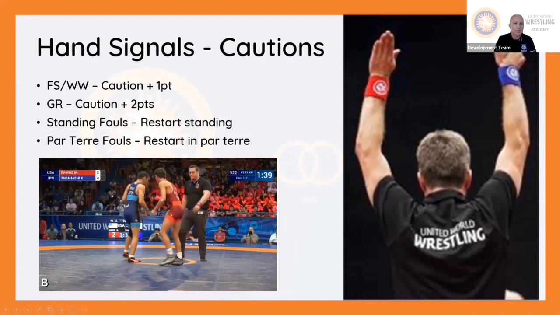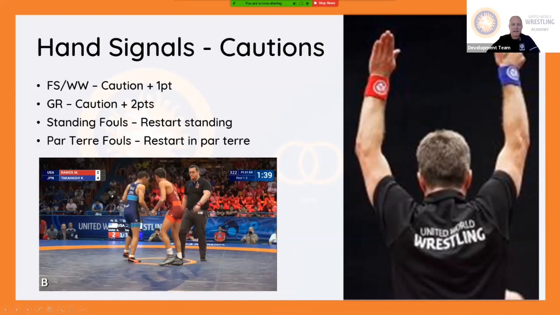Just a quick reminder too, for freestyle women's wrestling, a large majority of the cautions are caution and 1 point. And for Greco-Roman, a large majority of the cautions are always a caution and 2 points. Now, certainly there's circumstances, one situation in each where it could be the opposite, but the large majority of what we see with our cautions are going to be 1 point for freestyle and 2 points for Greco-Roman. And just a reminder too, that whenever you have standing fouls, if a foul occurs in the standing position, we restart in the standing position. And if the foul occurs in parterre, we restart in parterre. So just a good reminder that wherever the foul occurs, that's where we're going to restart the match.